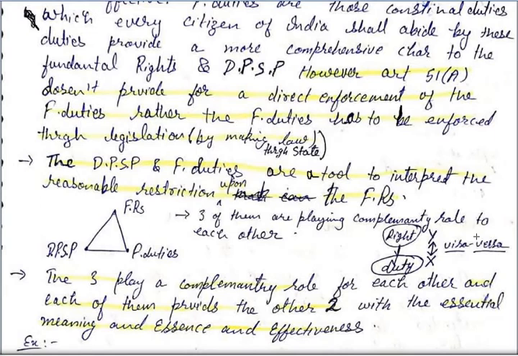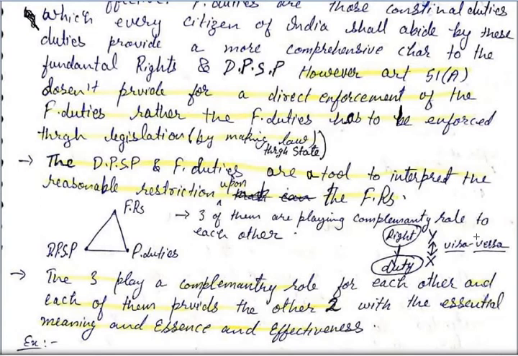Because unless we fulfill duties, how will the real effect of fundamental rights come? I say I have the right to life and personal liberty, I have the right to equality, but I am not fulfilling my duty towards others, so it is unjust. I have been provided the rights and I am violating others' rights, so it is inequitable and unjust also.